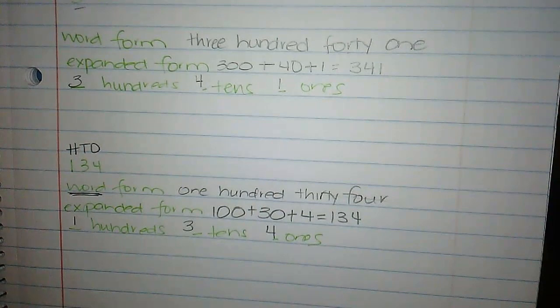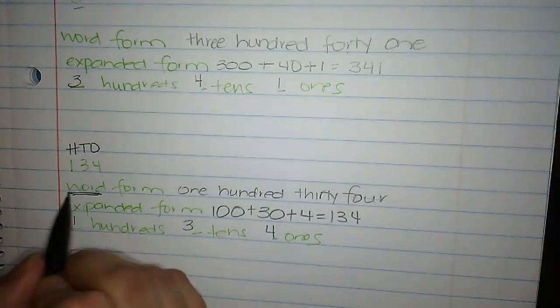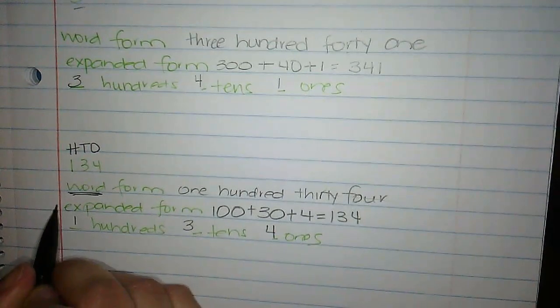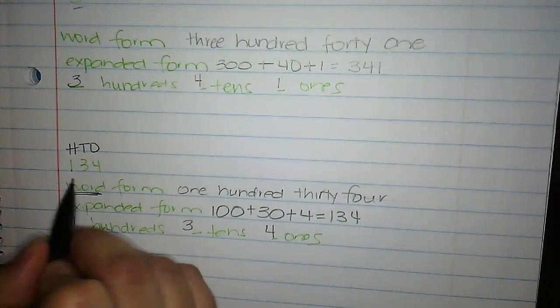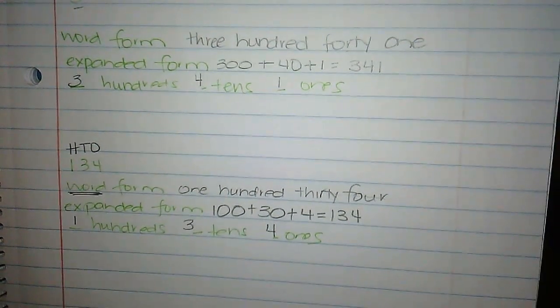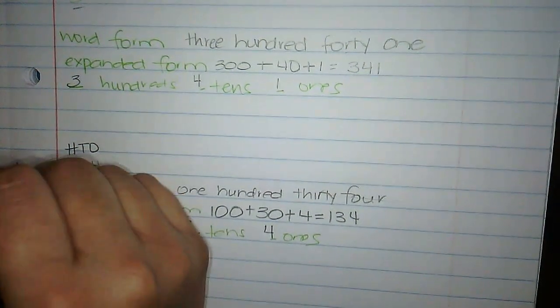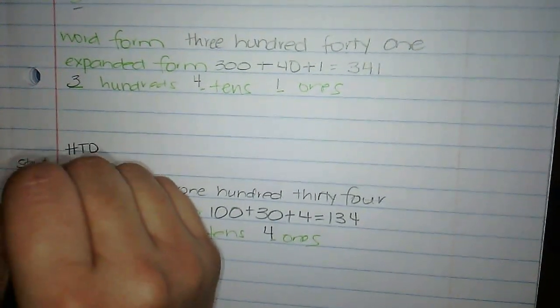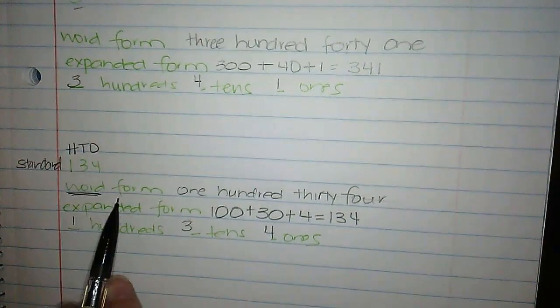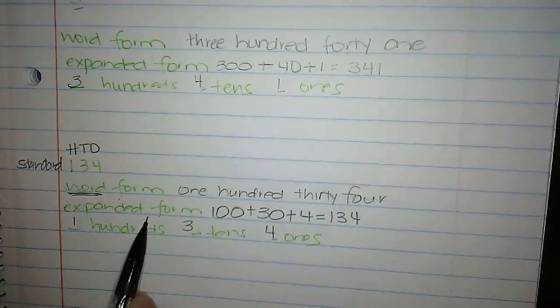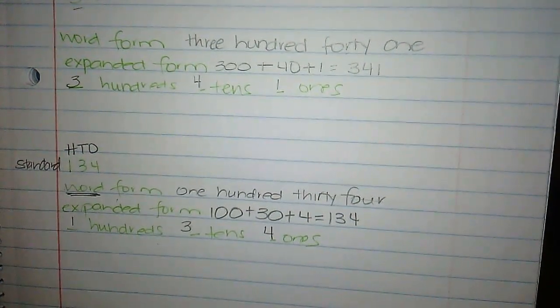Thank you for reviewing how to say a number in 3 different forms. We said it in expanded, we have it in word, this is in unit, and this is standard form. So actually we review 4. Remember, standard is the regular way, word form, expanded, and unit.